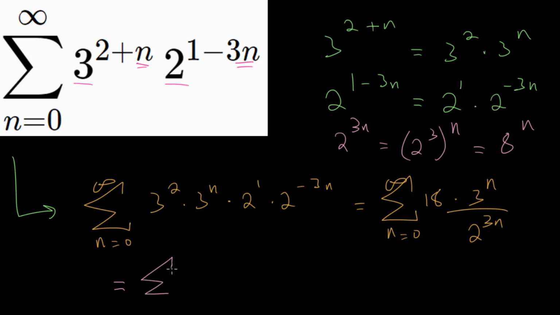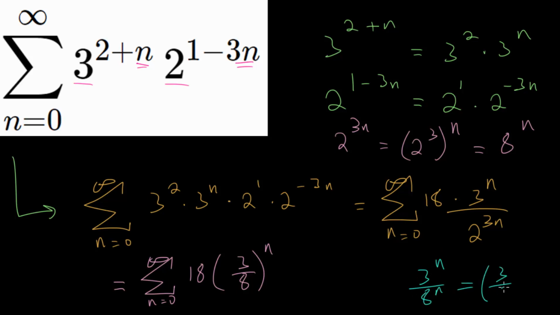And rewriting our series here from n is 0 to infinity of 18 multiplied by 3 to the n over 8 to the n. And if we have a quotient and they're both raised to the same exponent, we can rewrite that as that quotient raised to that exponent. So if that wasn't clear, we had 3 to the n over 8 to the n. Since they're both raised to the nth power, we can just rewrite this as 3 over 8 to the nth power. So we've manipulated this series so that now it is a geometric series.